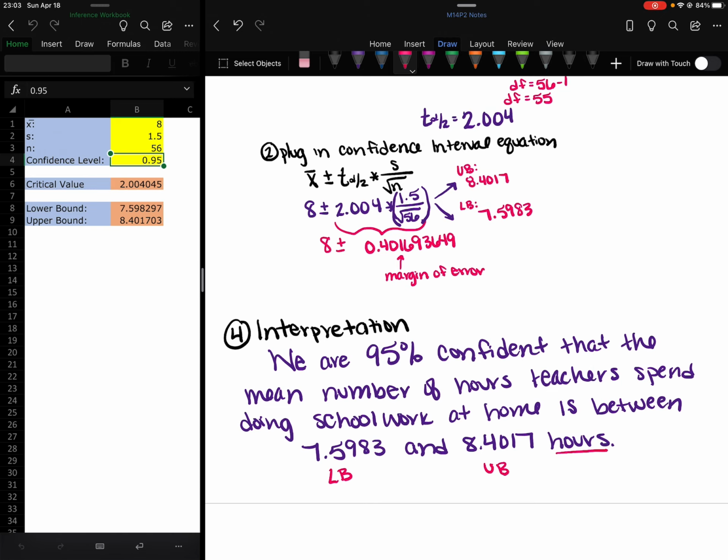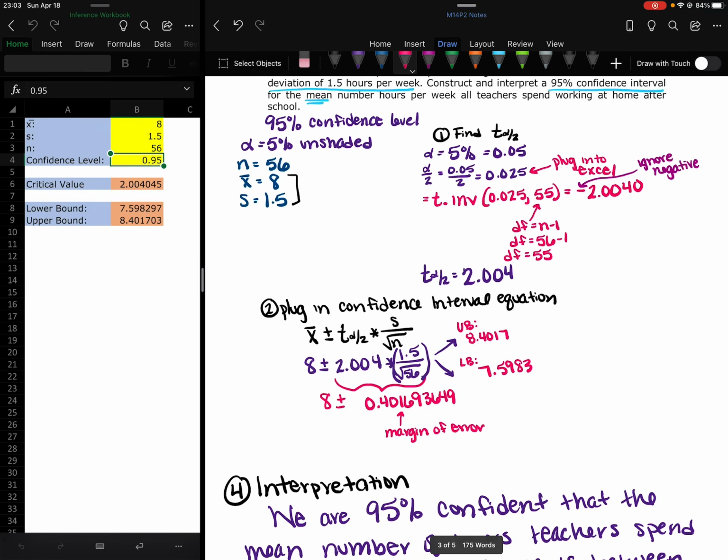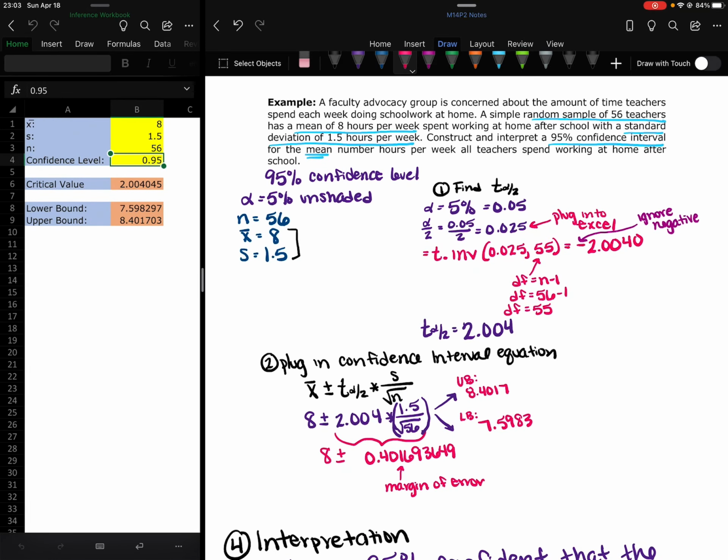If you read it and you're left going, what did I write? You should probably rewrite it. Because I'm probably going to say, what did you write? So there is the confidence interval for a mean, first example.